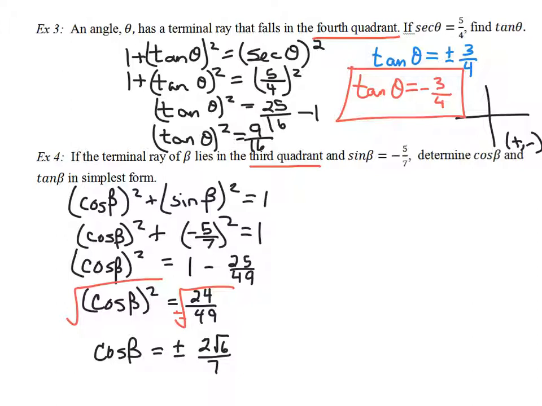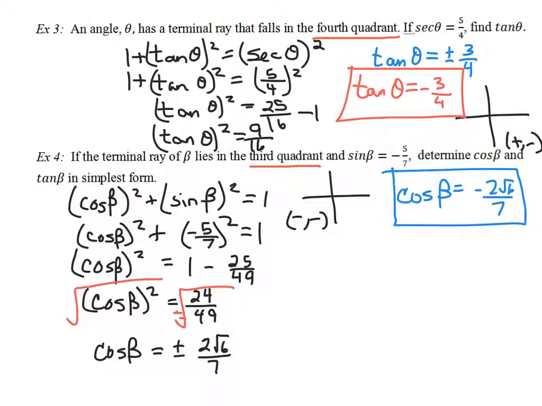Now let's pick the correct quadrant, or positive and negative, based on our quadrant. In the third quadrant, I know that my x is negative and my y is positive. Ooh, I'm in the wrong quadrant. Let's try that again. In the third quadrant, I know that my x is negative and my y is negative. So therefore, the cosine has to be negative there. So the answer for cosine of beta is just equal to negative 2 root 6 over 7.